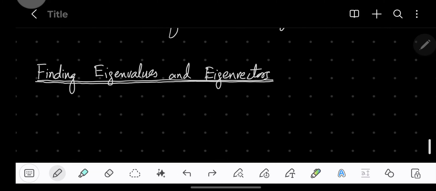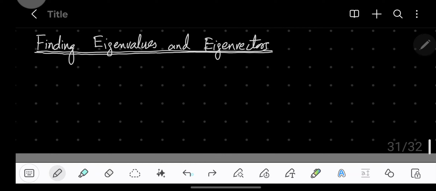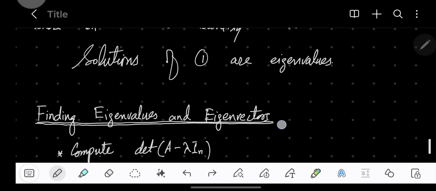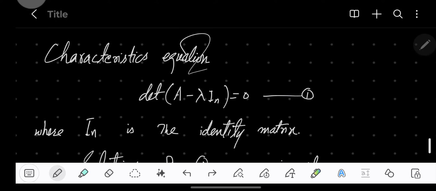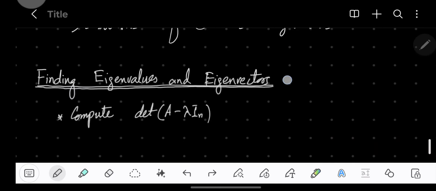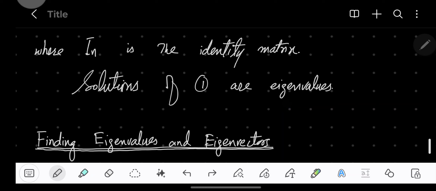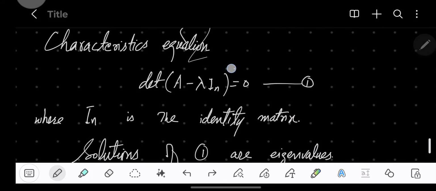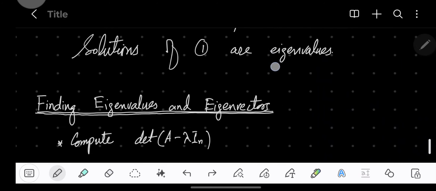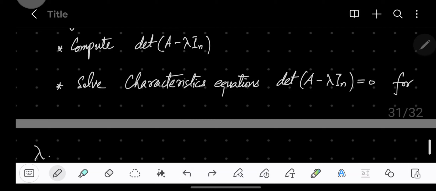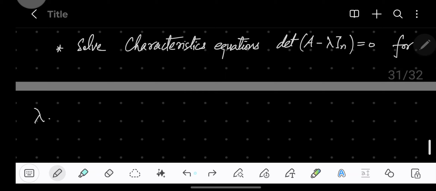So here is an algorithm in which you have to find the eigenvalues and the eigenvectors of A. So here are the steps. First of all, you have to determine the determinant of A minus lambda I_n, which is exactly this thing. Secondly, since you are going to find the eigenvalues, equate this determinant to 0. The next step is to solve the characteristic equation for lambda, which gives the eigenvalues of A.